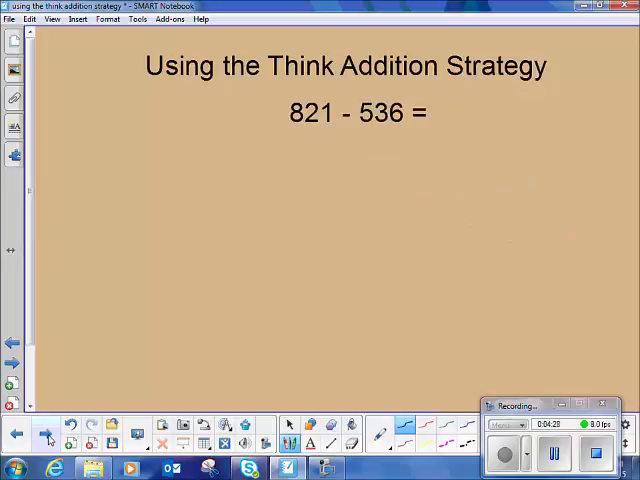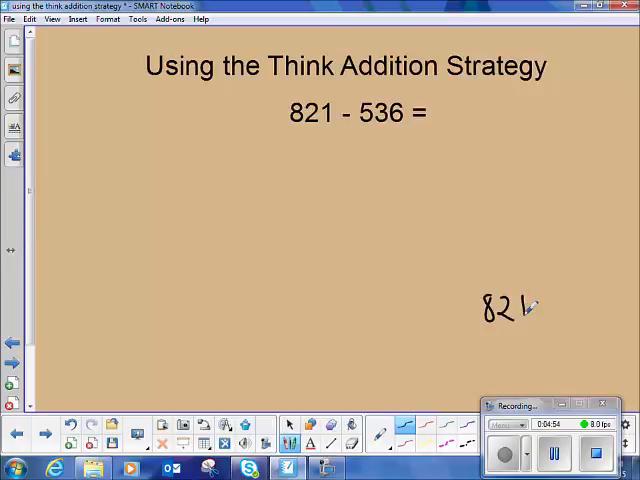Now we're going to look at this with even larger numbers using the think addition strategy for a 3-digit minus a 3-digit. And this time the recording method I'm going to use will be number sentences to record my mental math as I am using the think addition. We still know our target number of 821. We still know that is where we want to get to as we use the think addition.